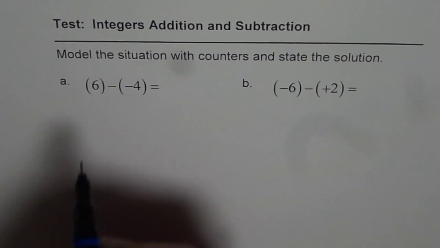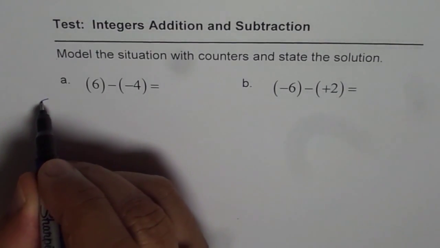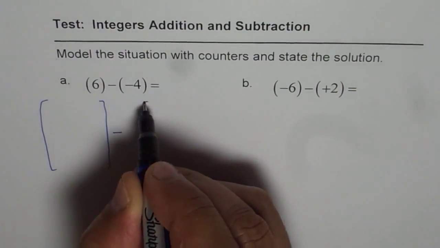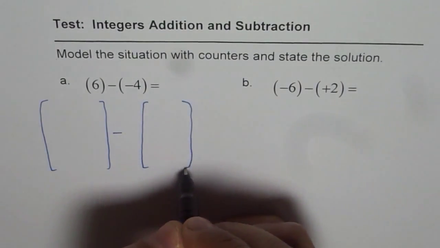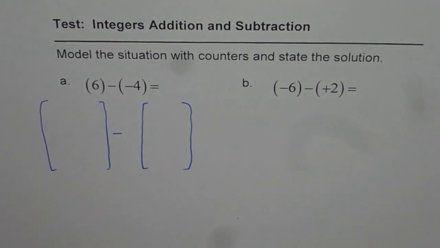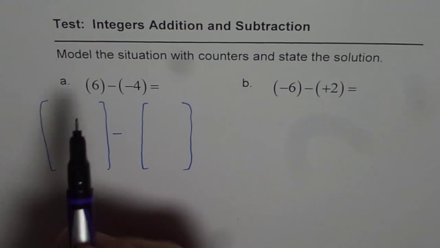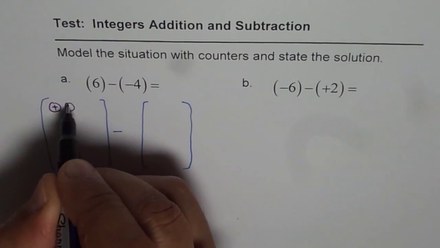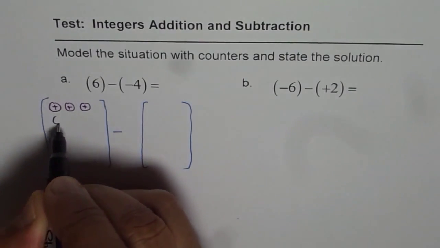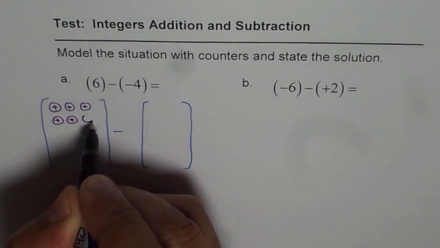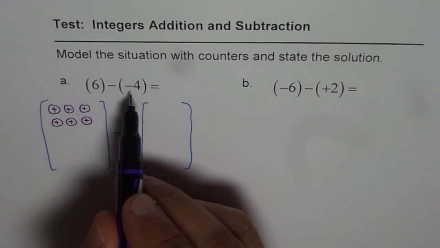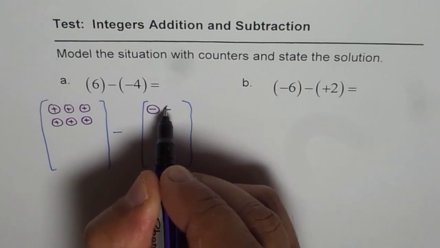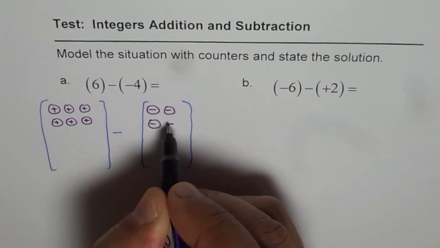Now when we take away, let's say this is the first group, and let me just make a big group. This is my first group, and I have to take away the second group, right? So that's kind of the second group for us. Now what is there in our groups? In the first group we have +6. So +6 means this is 1, 2, 3, 4, 5, and 6. That is the +6. In the second group we have -4. So we have -1, -2, -3, -4.